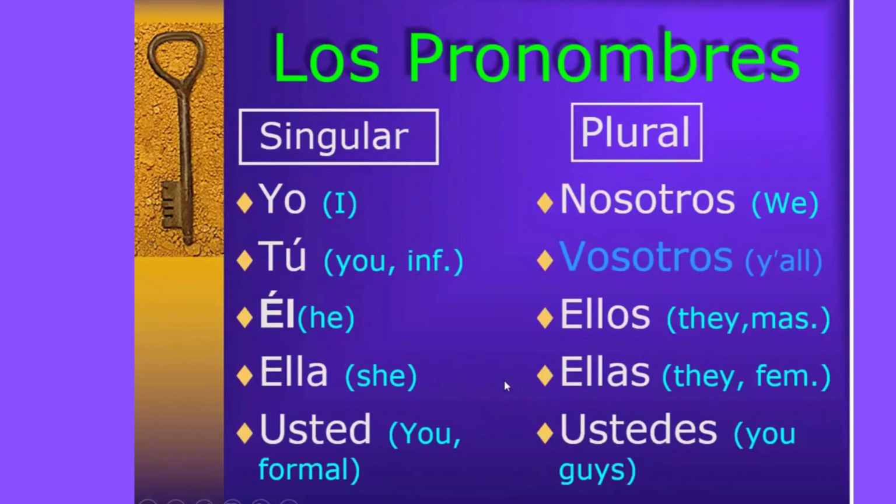But before, let's review the pronouns, okay? Los pronombres. Remember, yo, I. Tú, you, informal. Él, he. Ella, she. Usted, you, formal. Nosotros, we. Vosotros means you all, but only in Spain. We are not going to use this one. Ellos, they, masculine or a mix of gender. Ellas, they, only feminine. Ustedes, you guys.